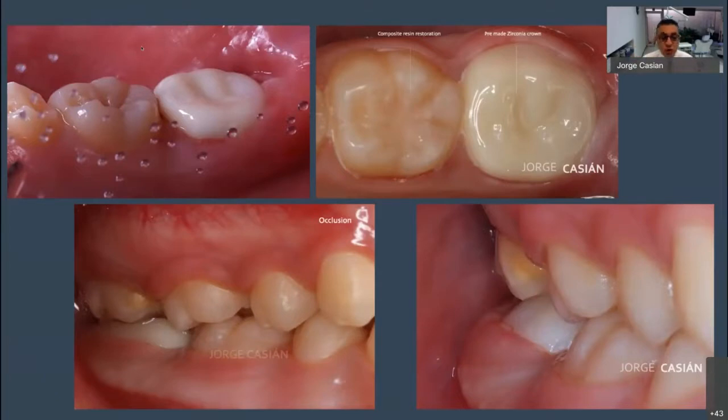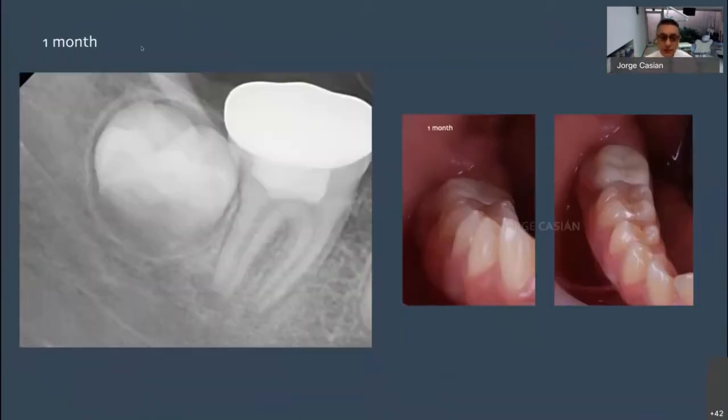So it is very important to check the occlusion, if it is possible, before crown cementation, and of course after crown cementation. If after crown cementation you notice that the crown is slightly high, you can reduce carefully the opposite tooth until the occlusion is settled. But if the crown is too high, you must remove it. Look at the tray, look at the crown, look at the gums.